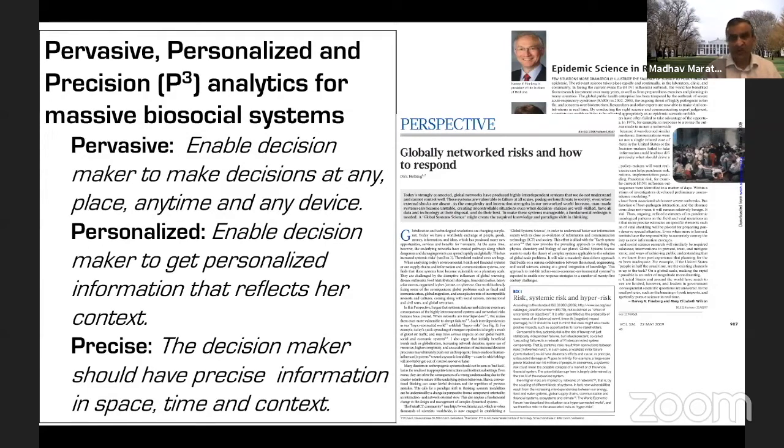And there are a couple of interesting papers. There's a nice article in Science during the H1N1 outbreak by Fineberg and his colleague Wilson, which was titled Epidemic Science in Real Time, very beautifully done.